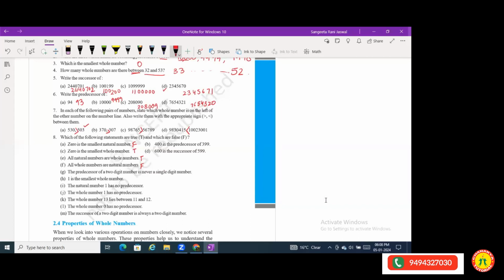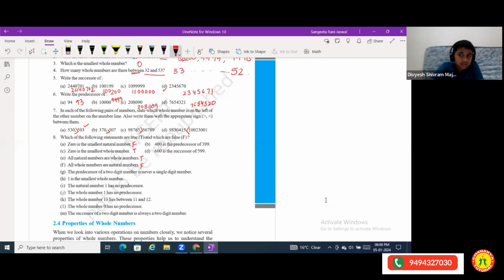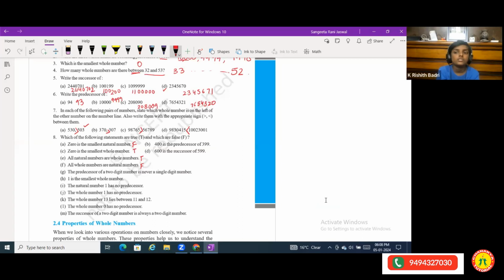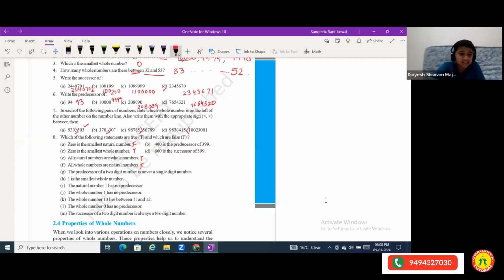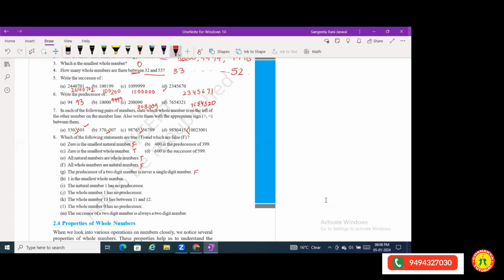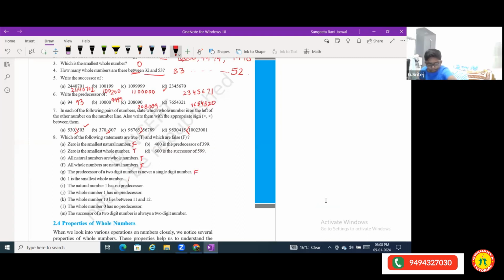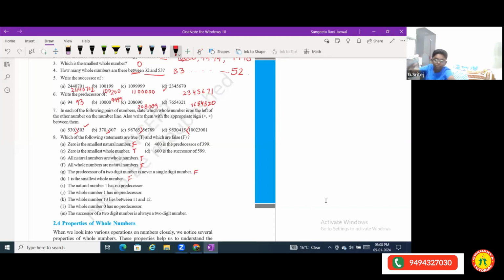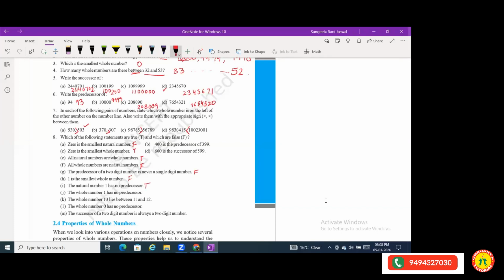The predecessor of a two-digit number is never a single-digit number. Ma'am, false. Ma'am, the predecessor of 10 is 9. Yes. Okay. 1 is the smallest whole number. False. Okay. Next one. The natural number 1 has no predecessor. False. Oh, ma'am, that's true. That's true. True.